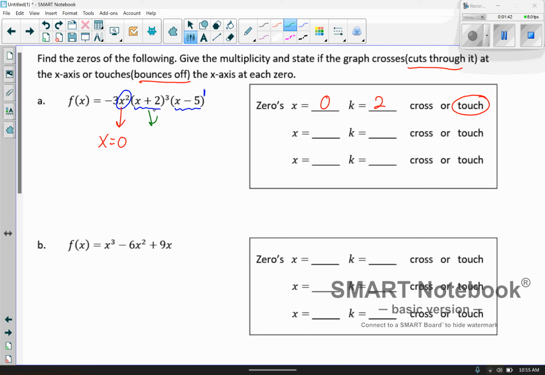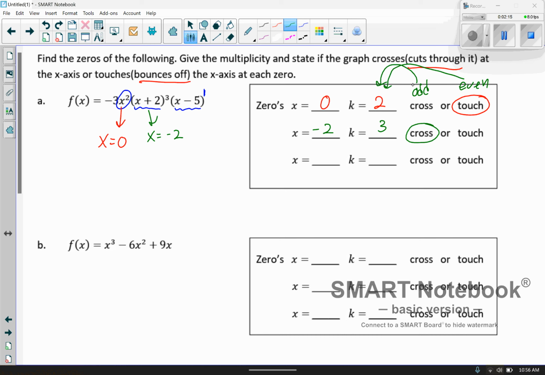Then the second one, the zero for this one would be x equals -2, because if you plug in -2, this would turn into a 0 and knock everything out, right? So that's going to be the zero here. Then the k refers to the exponent, which is a 3. And since it's odd, it's going to cross. So odds cross. If it's even, it's going to touch. We're referring to this value right here.